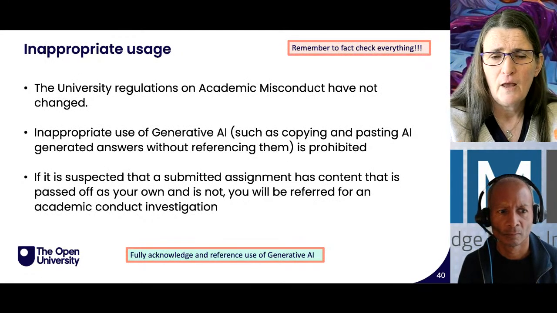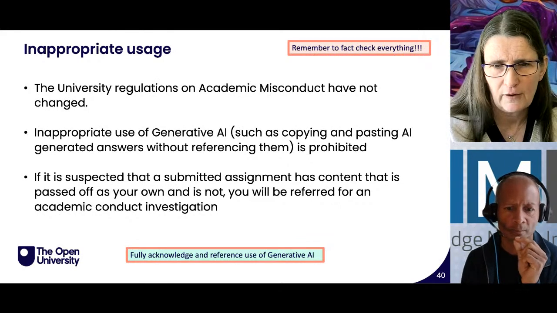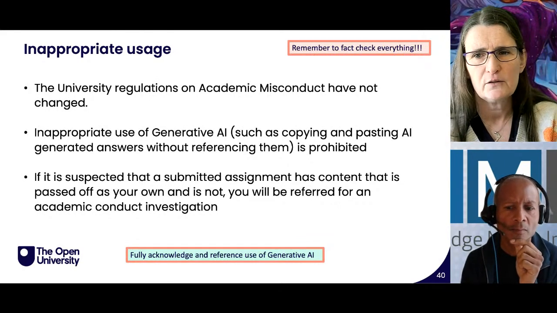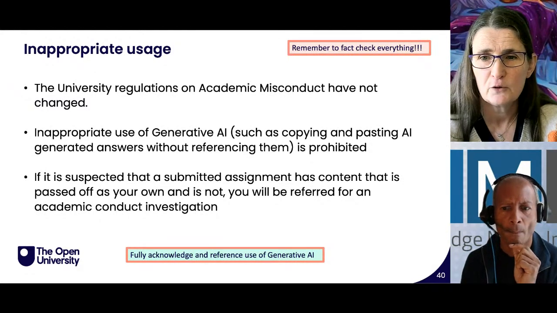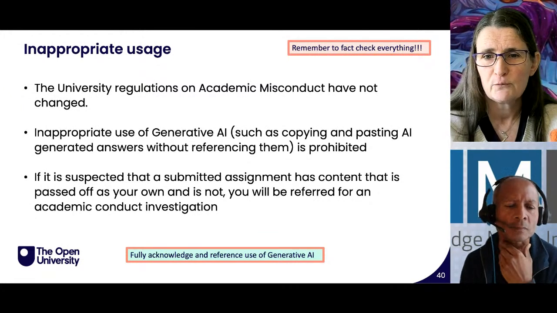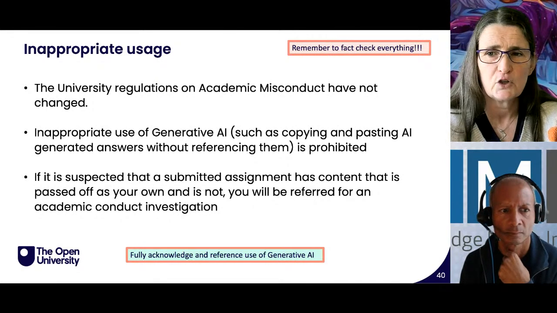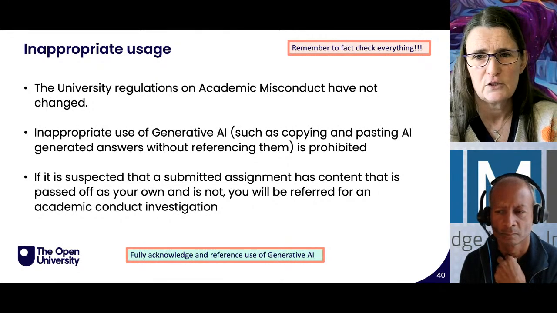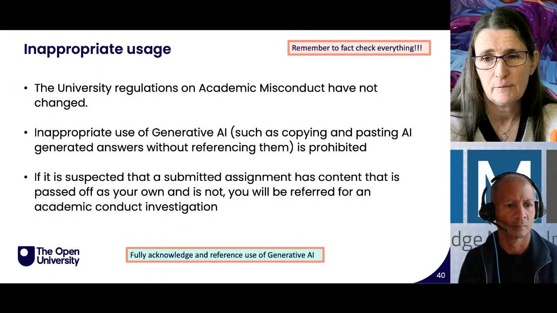So what happens if you inappropriately use generative AI? Well, the university regulations on academic misconduct have not changed. You must submit your own work. And if you submit something that is not your own, you must reference it properly. So inappropriate use of generative AI, such as copying and pasting artificial intelligence generated answers without referencing them, is prohibited.